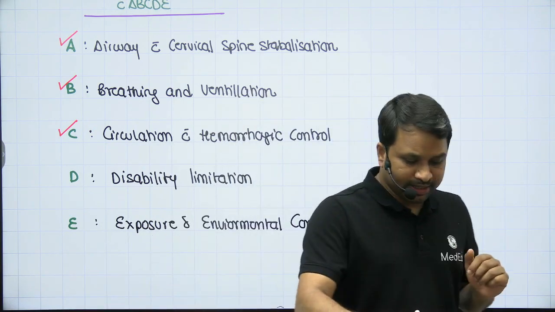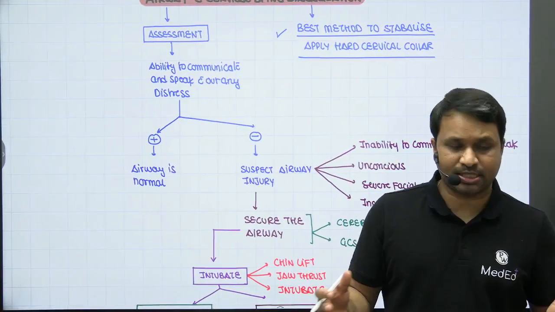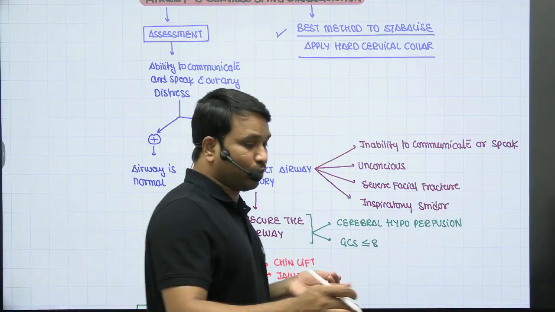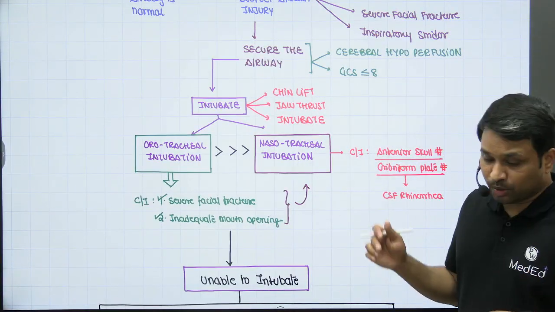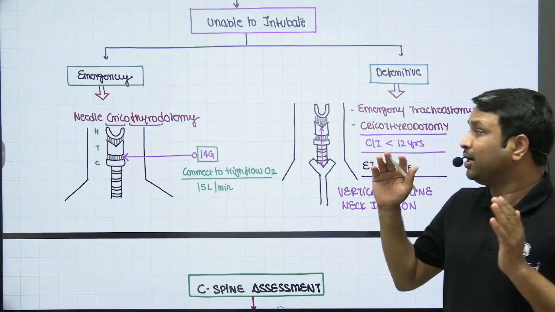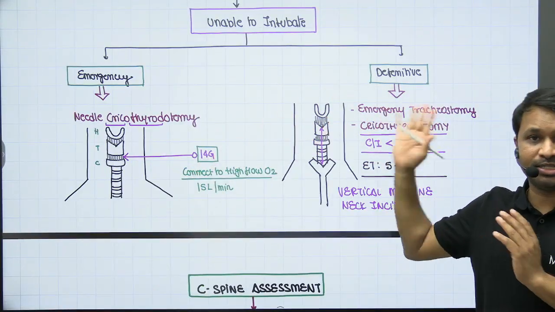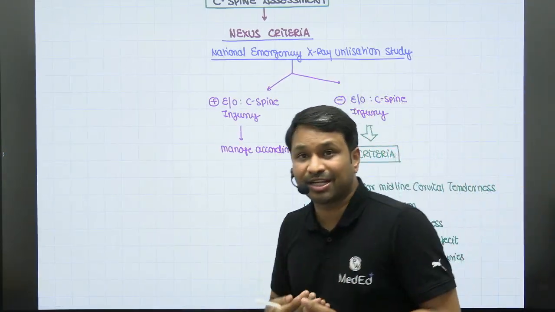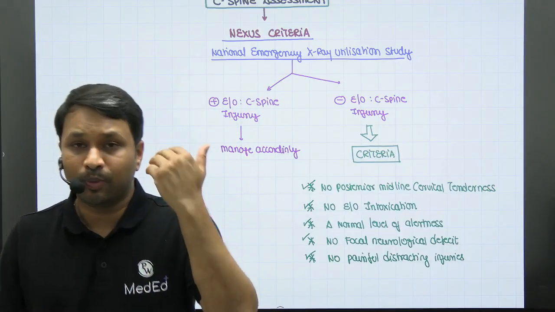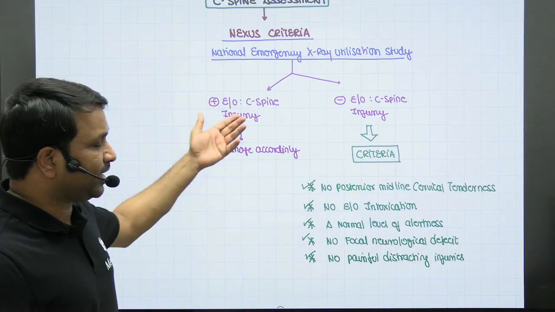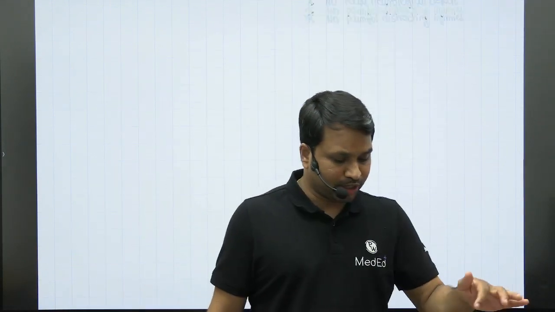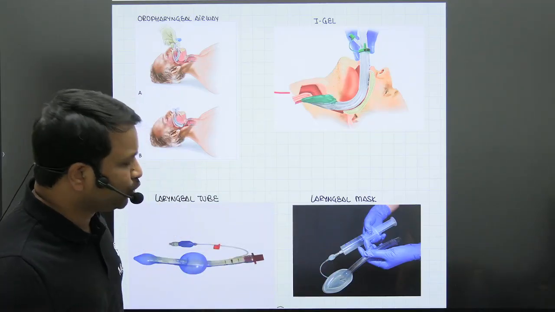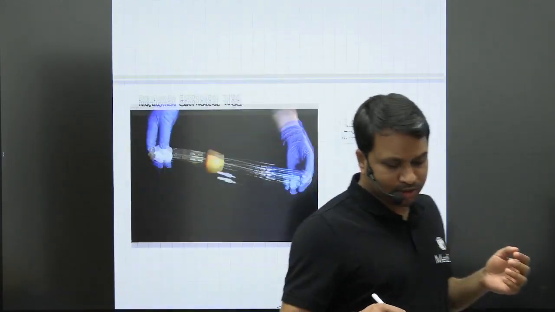Now in the airway, we spoke about how you assess whether the airway is normal or compromised. If it is compromised, how do you approach it? How do you secure the airway? What are the methods of securing the airway? What are the immediate methods, that is, in an emergency? What do you do as a surgical component? Then, how do you rule out cervical spine injury? We spoke about the NEXUS criteria, and elaborated on how NEXUS criteria helps us rule out cervical spine injury. And we have the various methods, which your anesthetists are quite intrigued about, of using various methods of intubation in order to secure the airway.